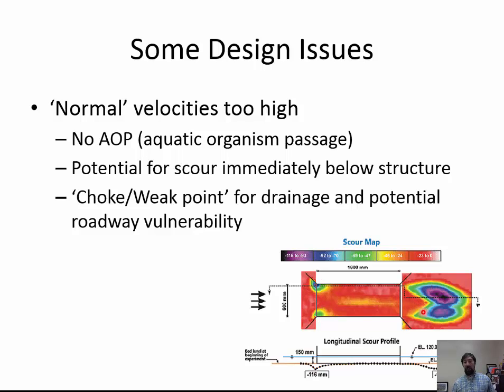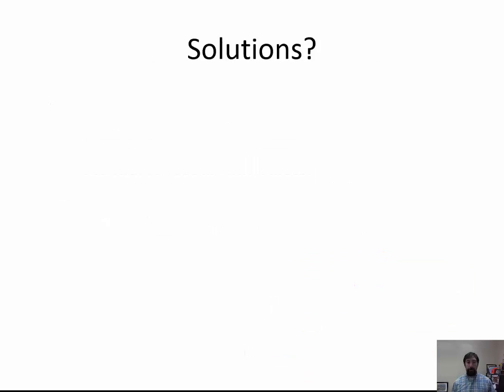But really, the big case is that we get a lot of scour downstream. And this isn't good for a number of reasons. It can undermine and cause structural issues with the entire embankment and culvert system itself. It could also cause the bed to erode away such that the culvert becomes a plunging system, which makes it not conducive to aquatic organism passage. So whenever these normal velocities become too high, we tend to have no AOP. We've got scour immediately below the structure, and it can also create a choke or weak point for drainage and potential roadway vulnerability, because we're not moving the flow through correctly.